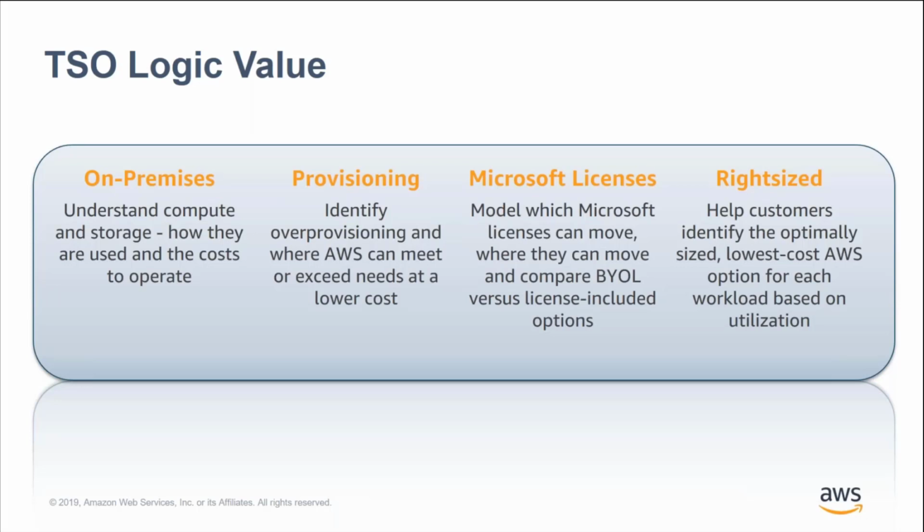The second one, provisioning. Identify over-provisioning and realizing opportunities where AWS can meet or exceed those needs at a lower cost. Microsoft licensing. Really seeing which licenses can move and comparing models to include bring your own license versus license included options like we just discussed. The last one, right-sized. Helping you identify the optimally sized, lowest cost AWS option for each workload based on actual utilization performance data.